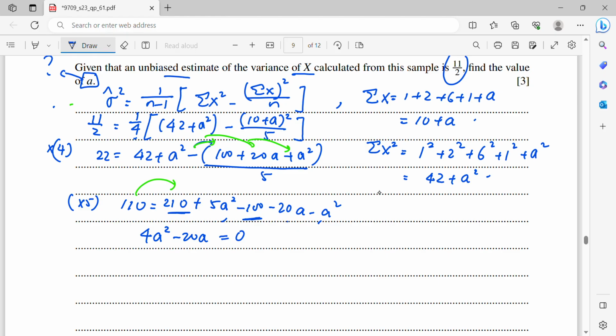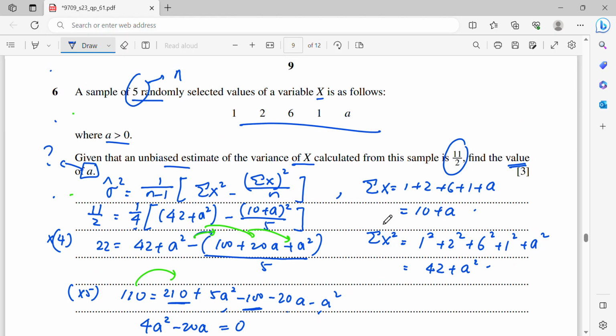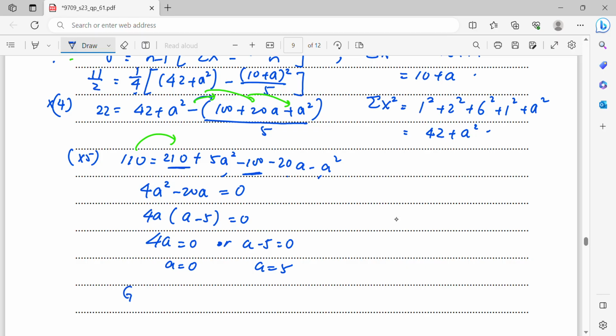Then from here, the common term is 4a. So 4a will be factorized. Then I will get a minus 5 equals to 0. So it means that 4a equals to 0 or a minus 5 equals to 0. So when 4a equals to 0, the a is going to be 0 and the next one, a is going to be 5. But then the question is find the value of a, which means there's only one a. So now let's look at the question. It's mentioned that a is greater than 0. So given a is greater than 0, therefore my a is 5. Okay, so this is the solution for this question.